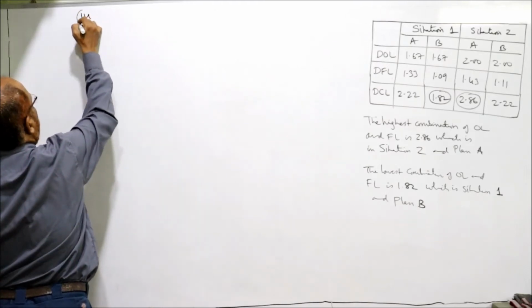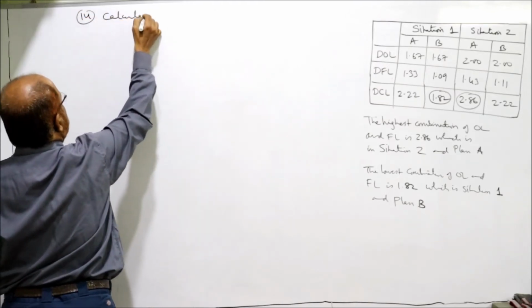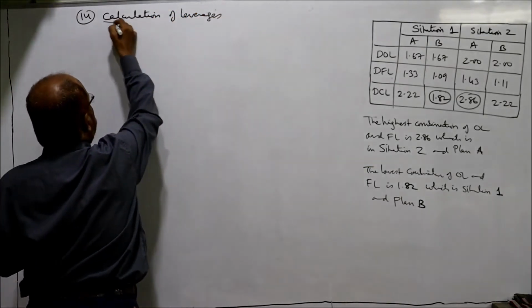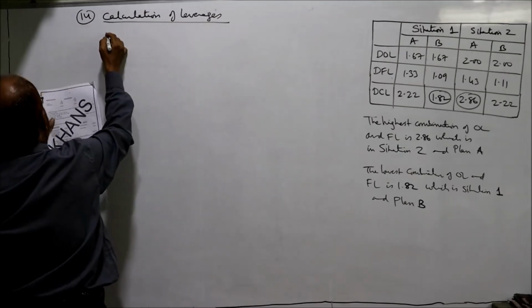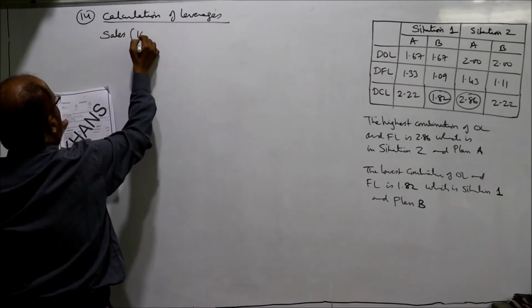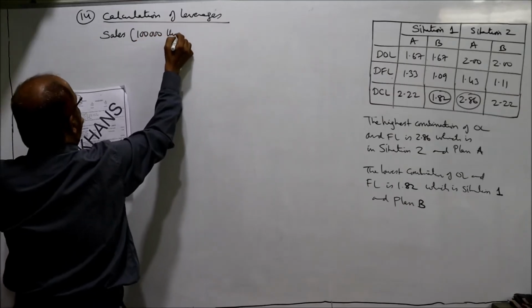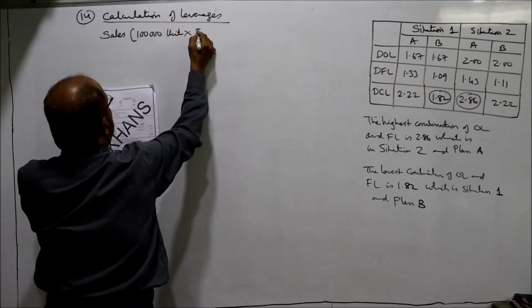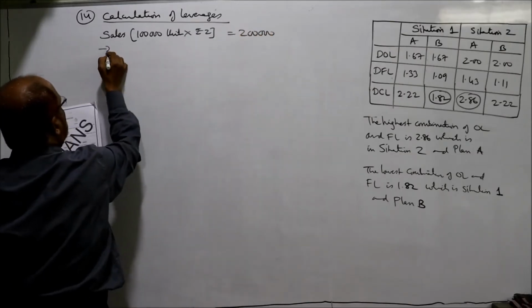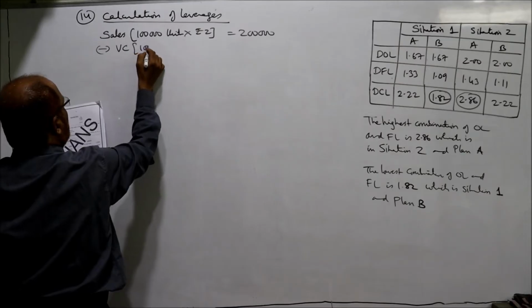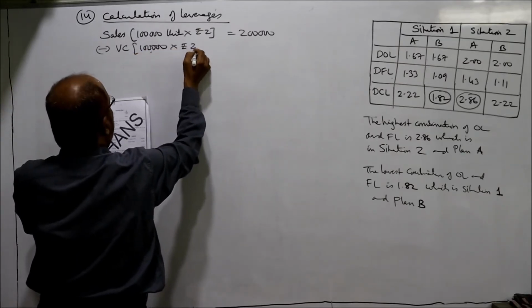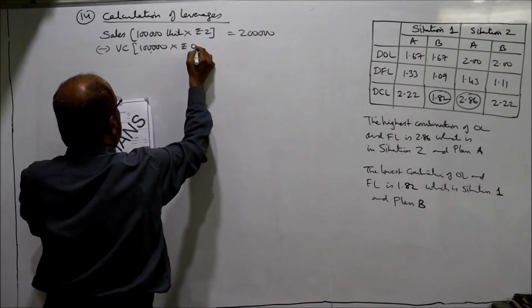14th problem. Calculation of leverages. Sales 1 lakh units into rupees 2, minus variable cost 1 lakh units into rupees 0.50.